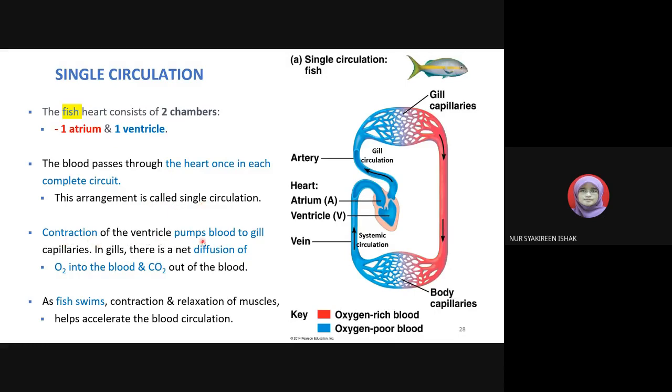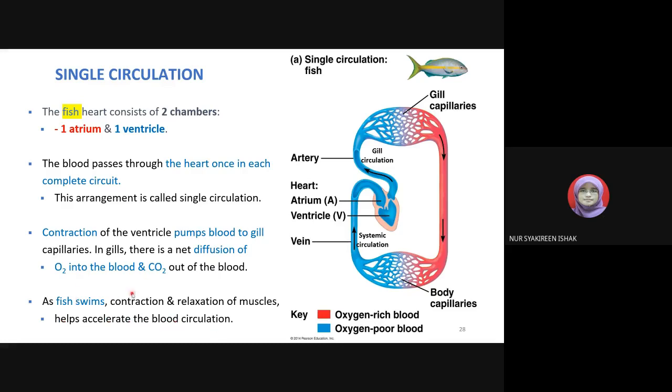Contraction of the ventricle pumps blood to gill capillary. So in gills, there is a net diffusion of oxygen into the blood and carbon dioxide out of the blood. As the fish swims, contraction and relaxation of the muscles helps accelerate blood circulation.